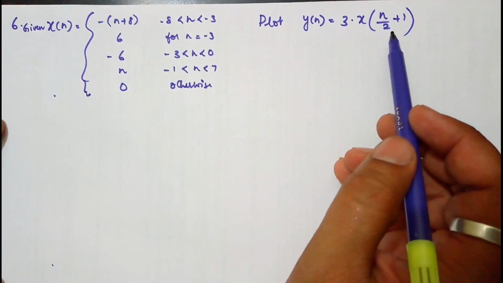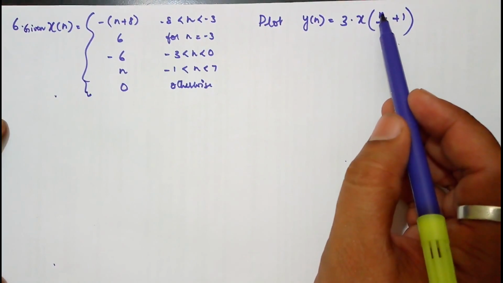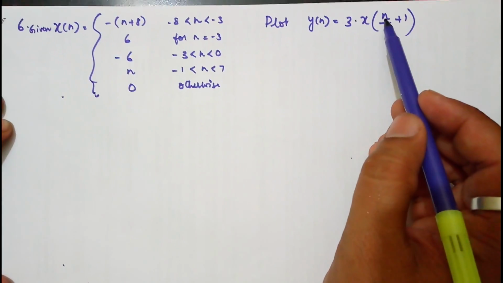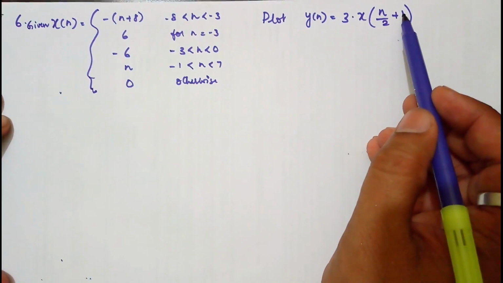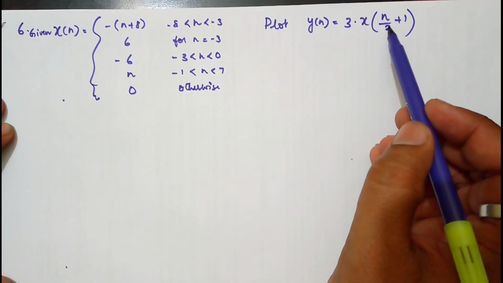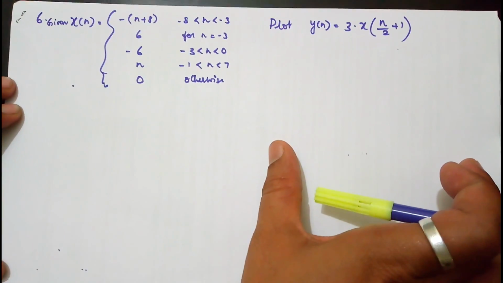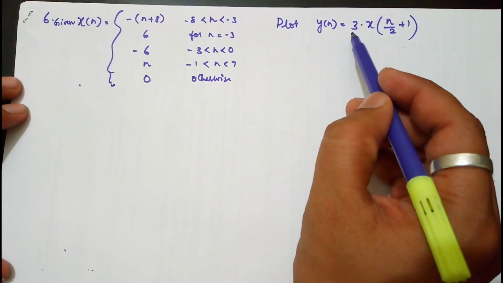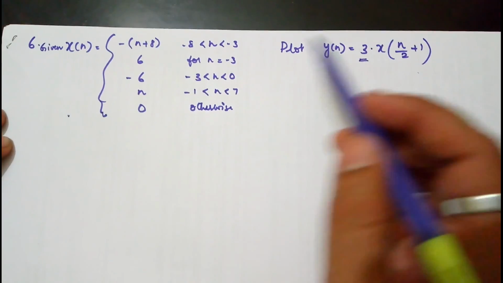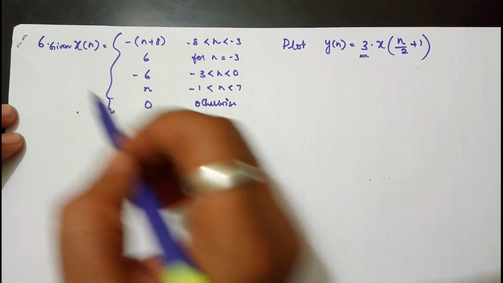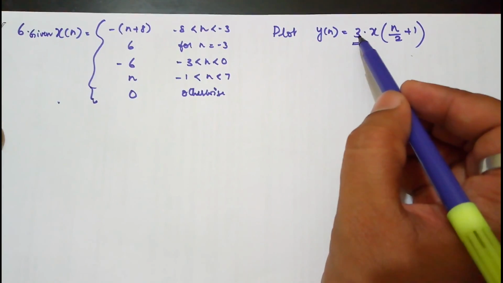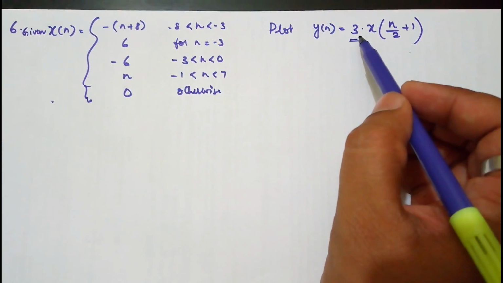From the basics we already know that if you are asked to do x of n by 2 plus 1, first shifting has to be done. That is, I need to do n plus 1, then I need to scale it by a factor 2. That means I'll get the expanded version of my waveform. But there is a new factor here, 3, and this has to do only with the amplitude of the samples of x of n. So every sample of x of n will get multiplied by the amplitude 3.